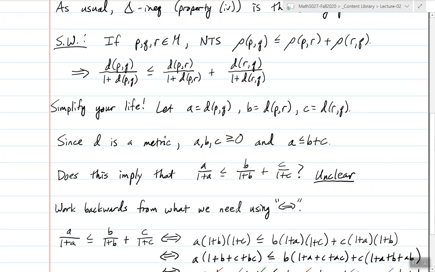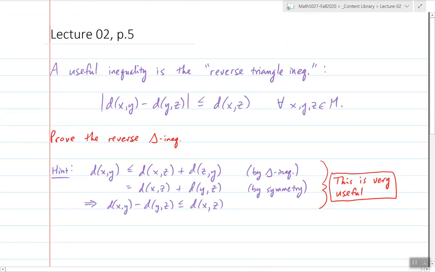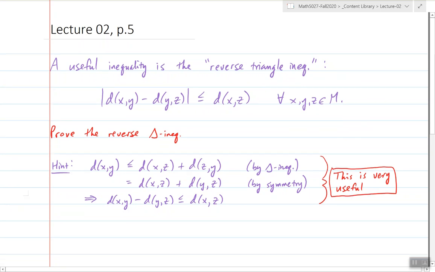And I want to start cutting this short, so I'll just go to the last page, which I don't have much. I just want to say a useful inequality is the reverse triangle inequality. It says that the absolute value of the difference between the distance between x and y and the distance between y and z is less than or equal to the distance between x and z for all x, y, z that are in a metric space M. I'm using the notation of the book, even though I like using x's for metric spaces.